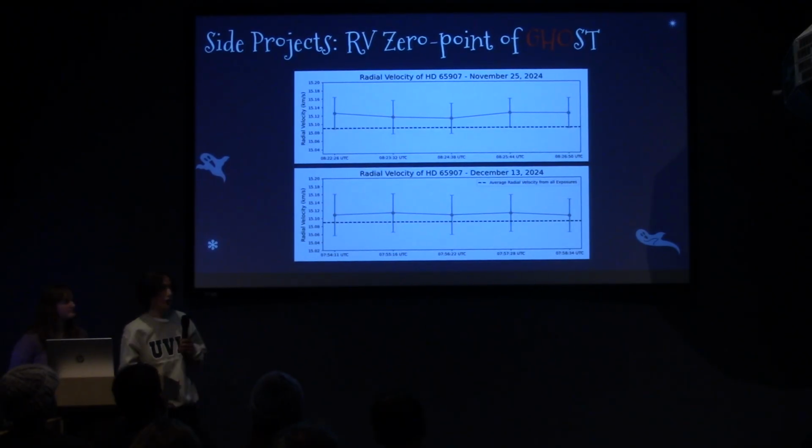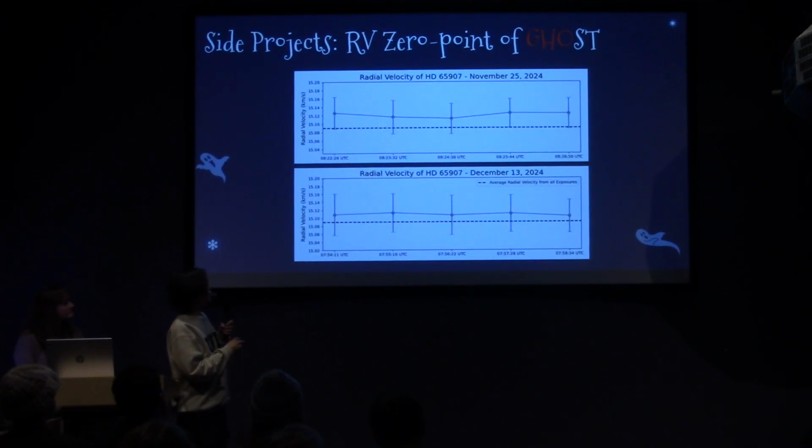Now, one thing that I ran into, again, with this instrument, is that there was quite a bit of variance in the radial velocity values. Not enough to count it out completely, but it didn't really line up with what we should expect.